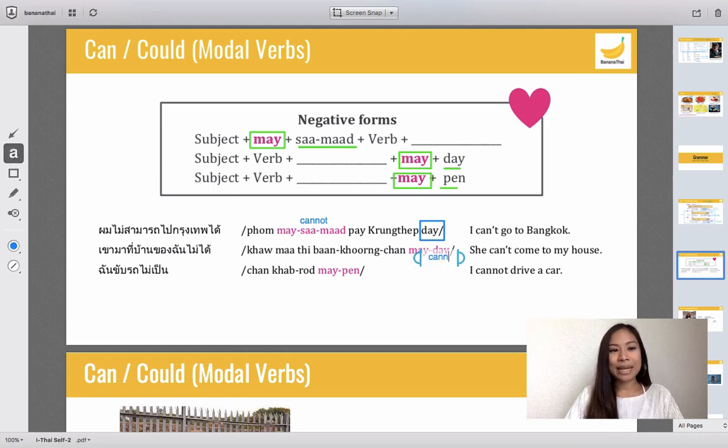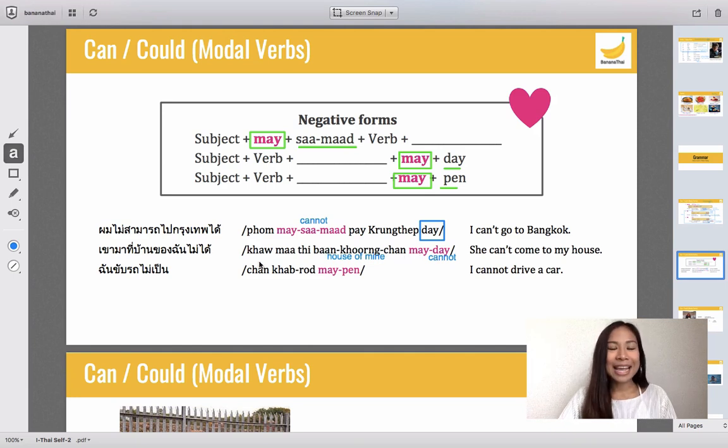Here you see ไม่ได้ is 'cannot'. เขา is he or she, มา is to come, ที่บ้านของฉัน, a house of mine. เขามาที่บ้านของฉันไม่ได้, basically he or she cannot come to my house. That's it. And the last example: ฉันขับรถไม่เป็น.